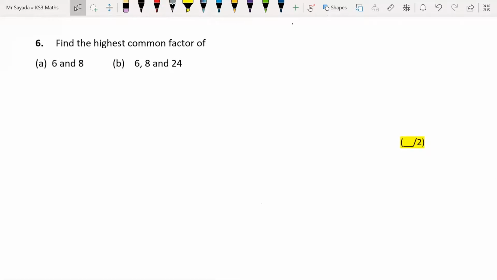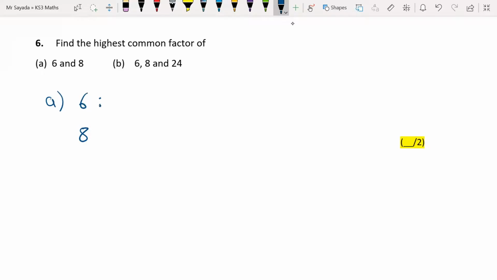Pause the video while you do this question and press play once you're ready. So to find the highest common factor, we're going to use the list method. So you should have done this question. If you've not done it yet, pause the video and do it, and then press play. So to find the highest common factor of 6 and 8, the first thing we do is we write down all the factors of 6 and all the factors of 8.